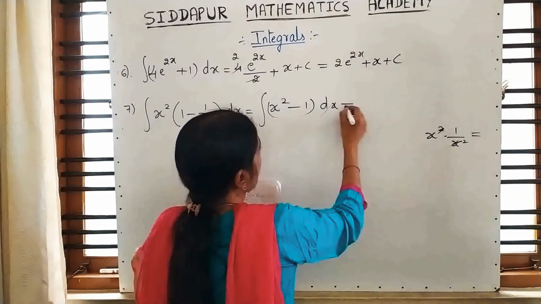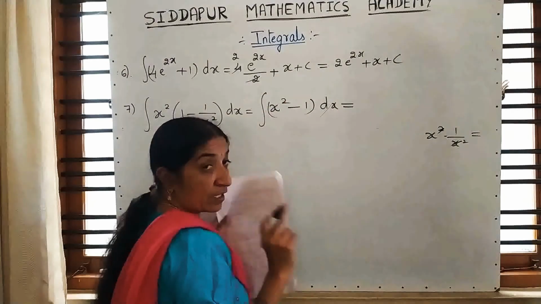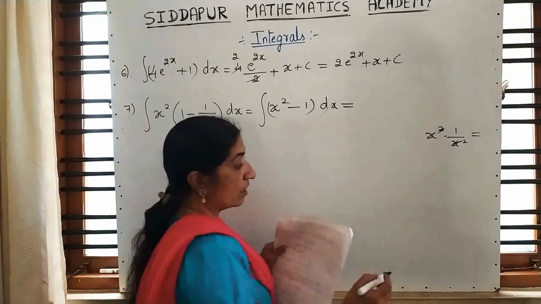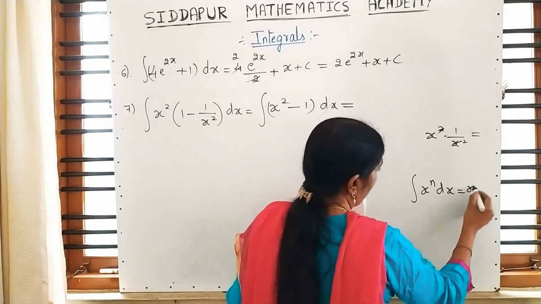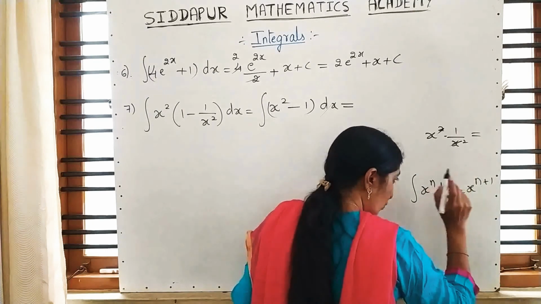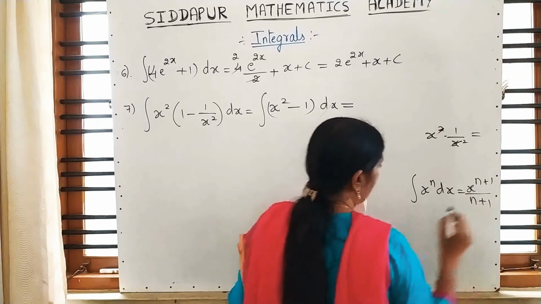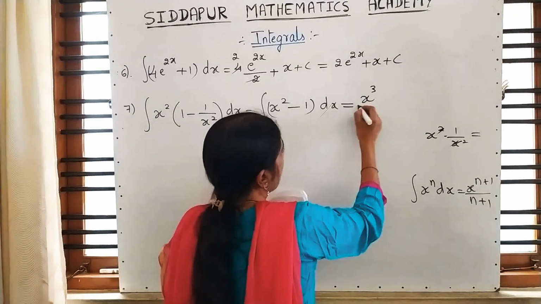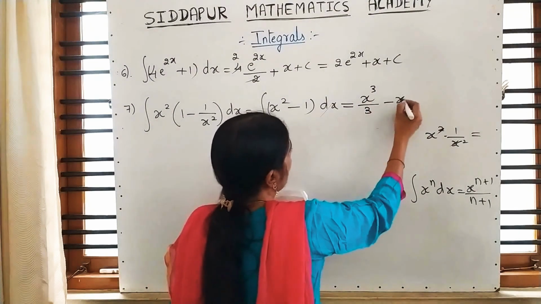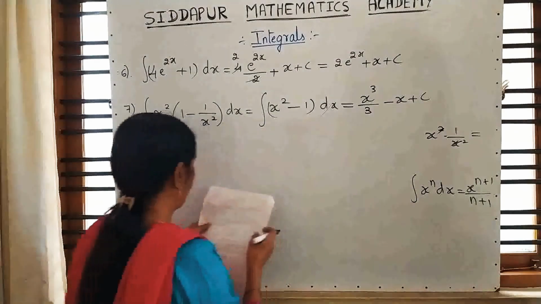Now tell me, what is integration of x square? Which formula? X raised to n. What is the integration of x raised to n? Integration of x raised to n is x raised to n plus 1 upon n plus 1. Can you write it directly? Yes. X cube upon 3, and integration of 1 is x plus c.